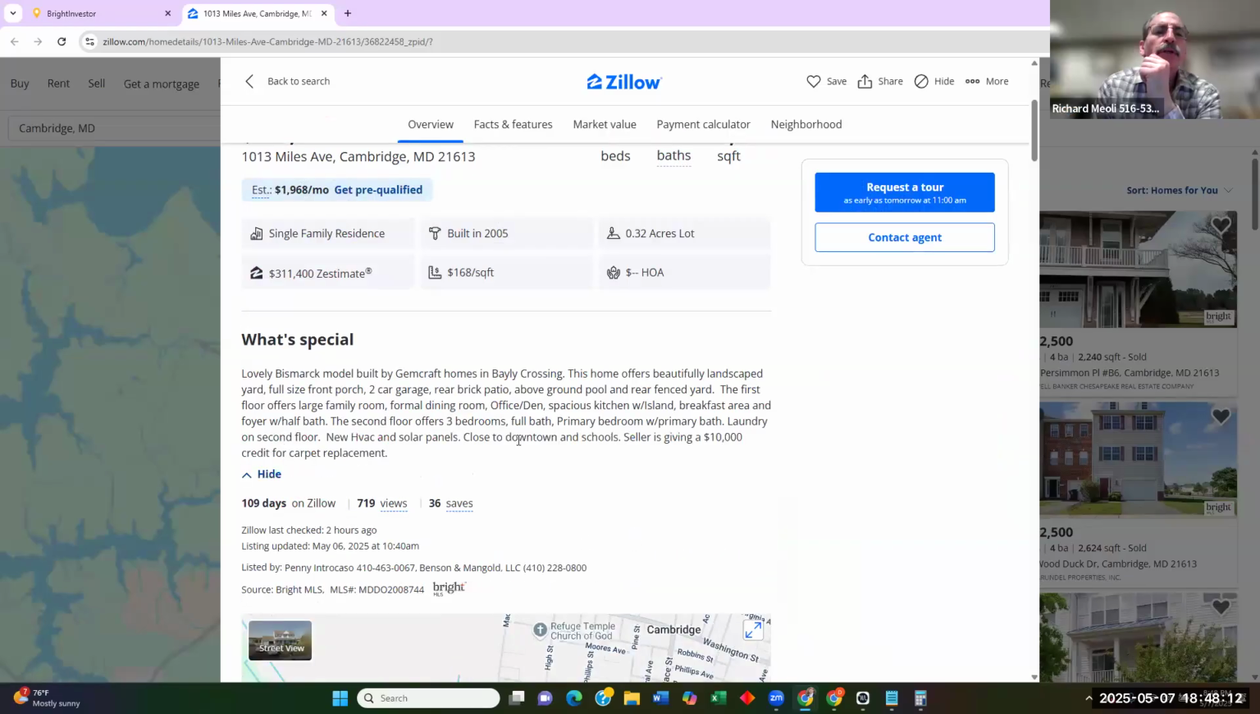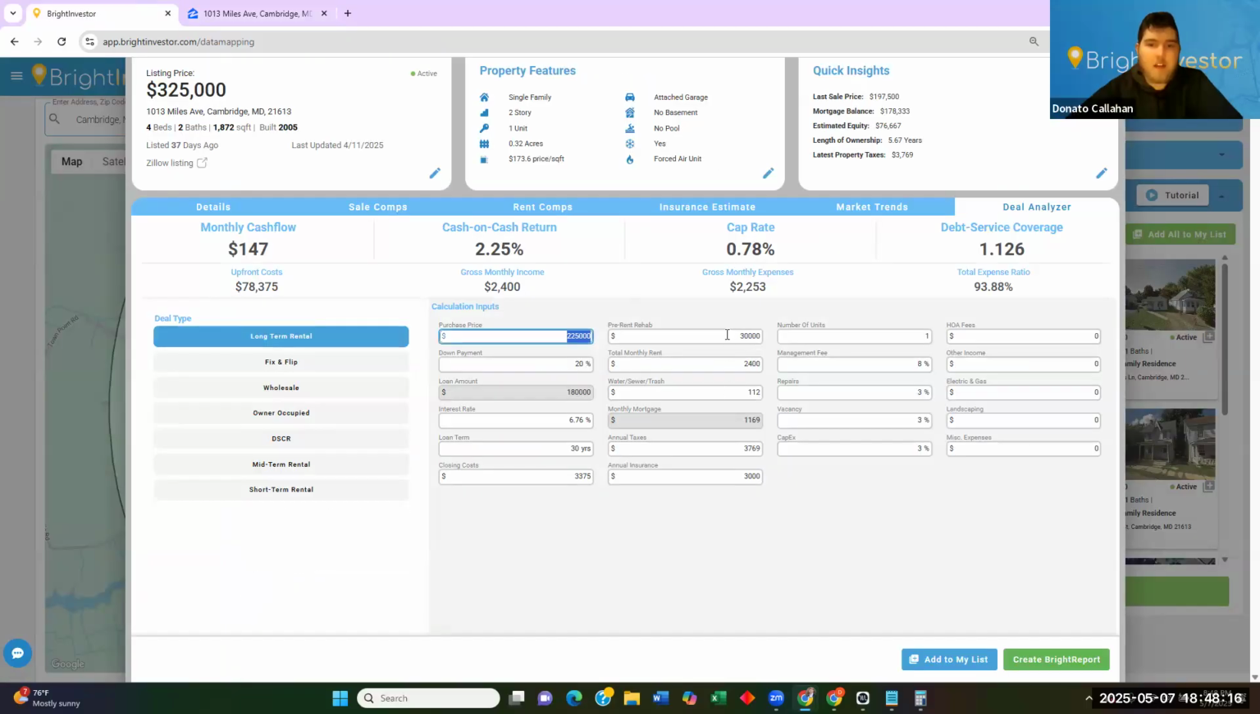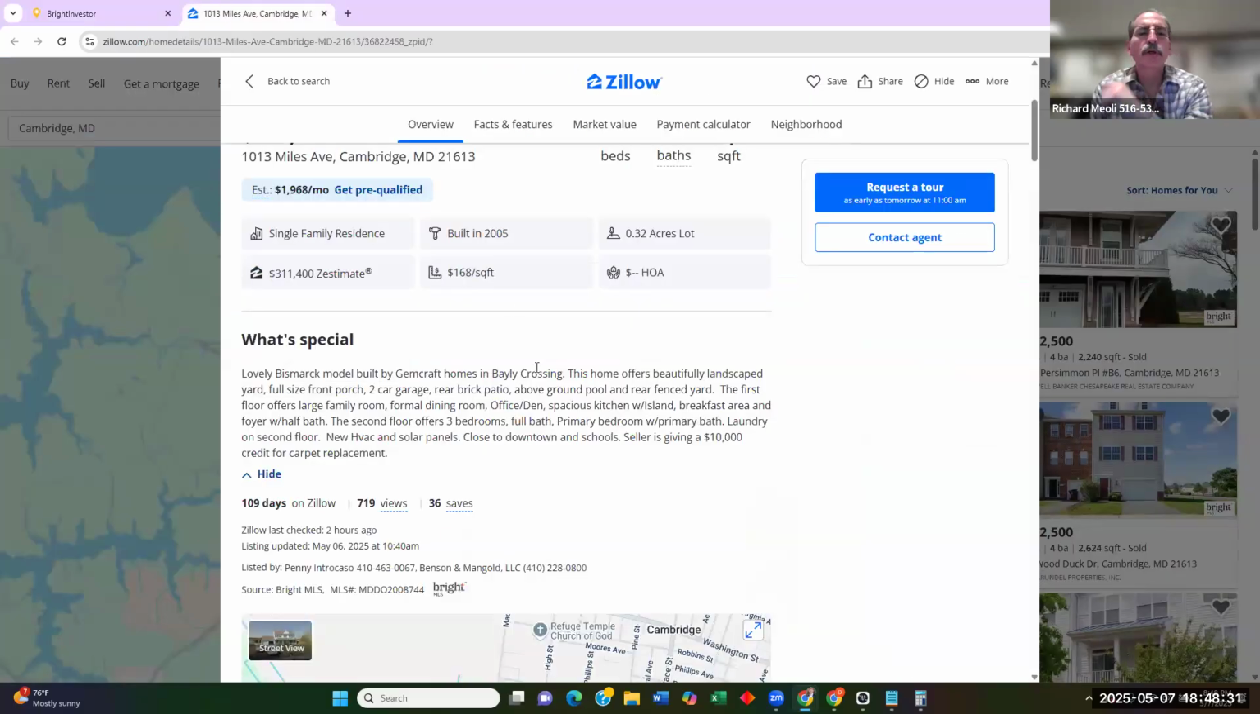Does that take into consideration your rehab cost, your budget? Yeah, so I put in my $30,000 rehab right here. If you take the $30,000 out, what happens? It decreases my upfront cost and increases my cash on cash return. It changes so quick. We can look at this, right?